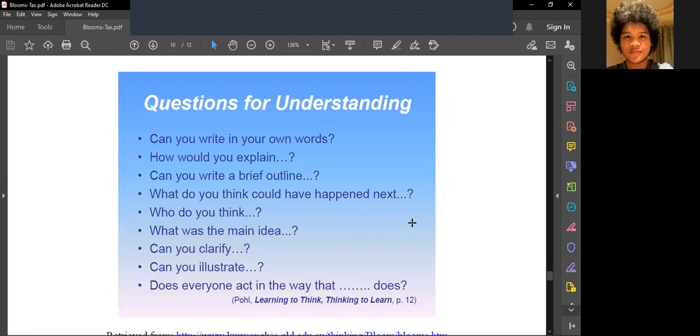Questions for understanding. So these are the examples. Can you write in your own words? How would you explain? Can you write a brief outline? What do you think could have happened next? Who do you think? What is the main idea? Can you clarify? Can you illustrate? Does everyone act in the way? Does?